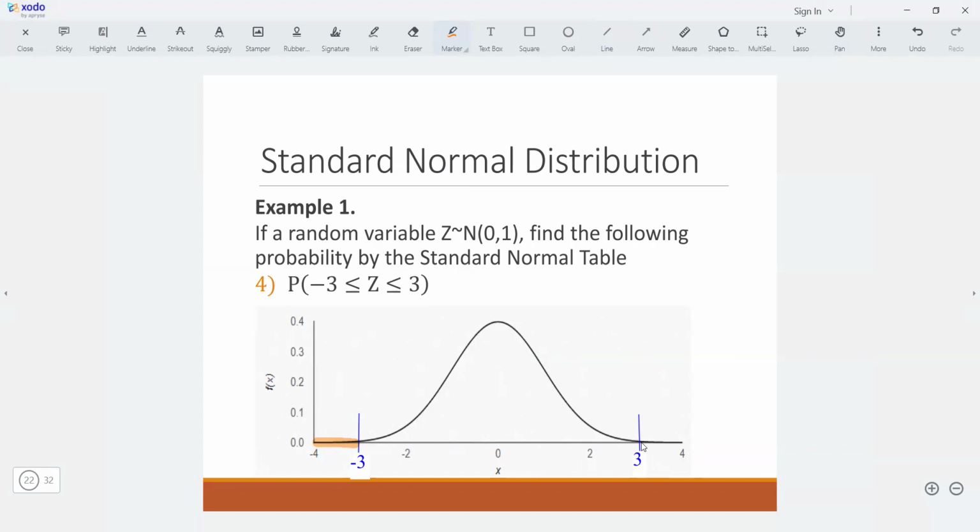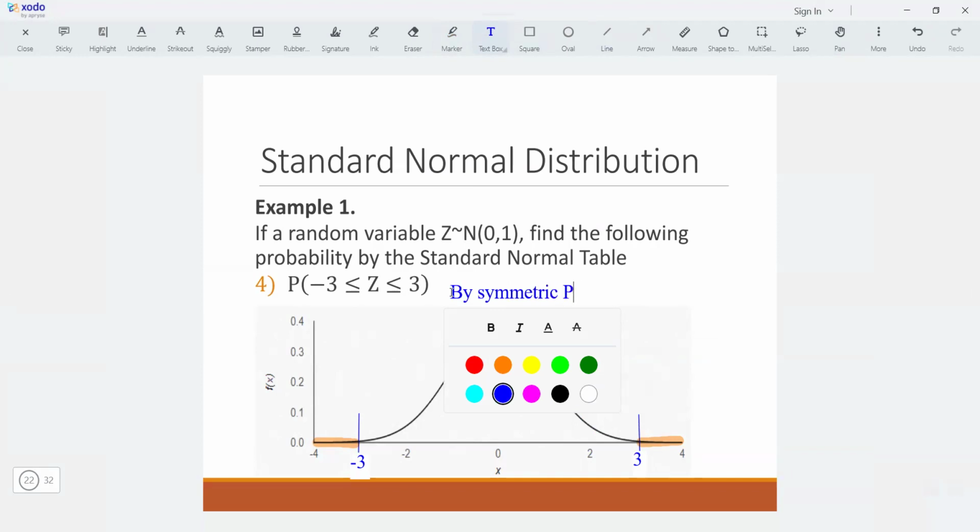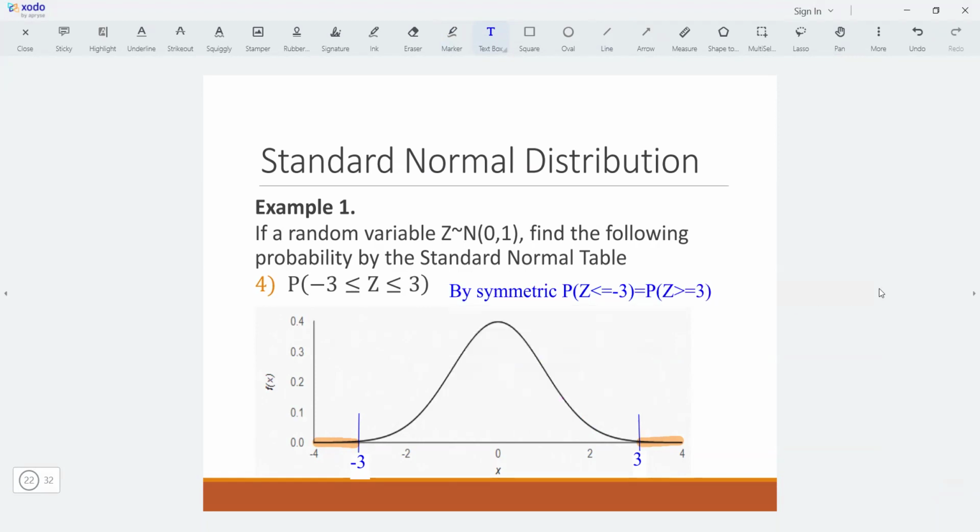If we cannot do it because we don't have any value in the standard normal table for a negative value, we can use symmetry. Try to find the probability that the random variable is greater than +3. By symmetry, the probability that Z is smaller or equal to -3 is equal to the probability that the random variable Z is greater or equal to 3. They are exactly the same.